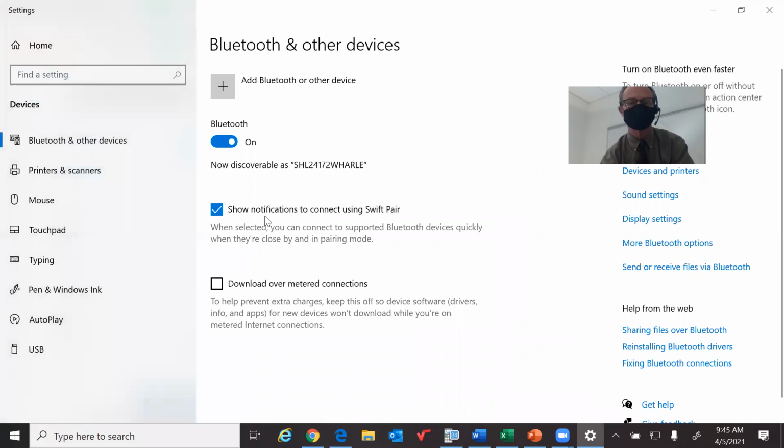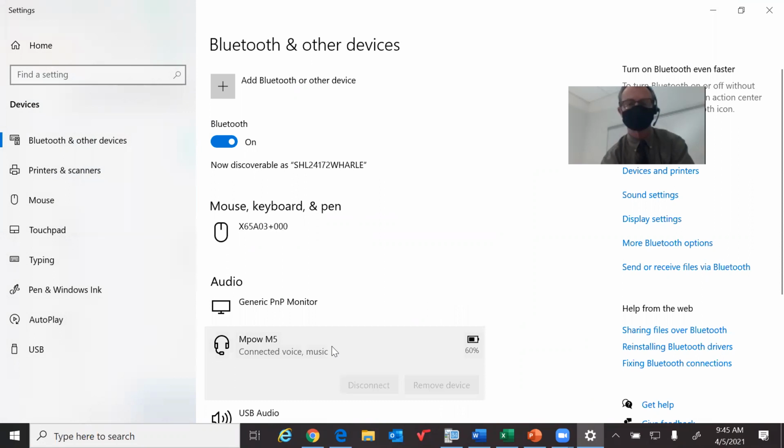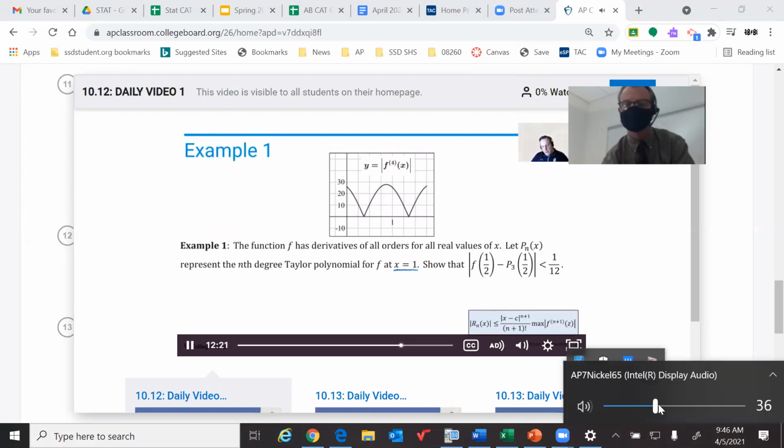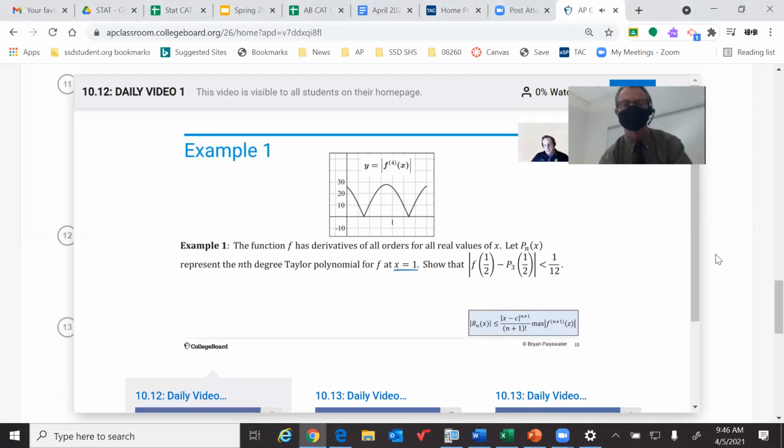So let's take a look at a quick example here. Notice this is a graph of the fourth derivative of the absolute value, and it says the function f has derivatives of all orders, and let p sub n be an nth degree polynomial centered at 1. So our center is at 1. Let's show that f of 1/2 minus the third degree polynomial at 1/2, the difference between those two values, is less than 1/12. This is how you might see error questions asked quite often. It has this sort of f minus the polynomial absolute value.